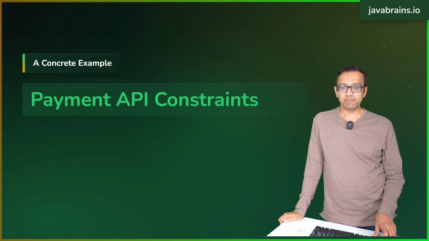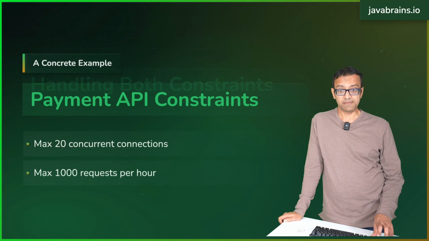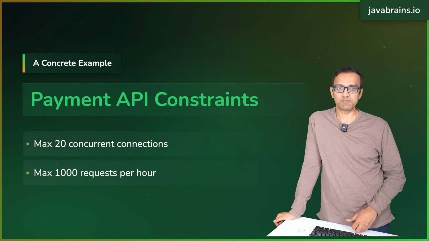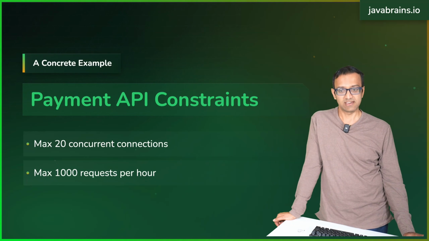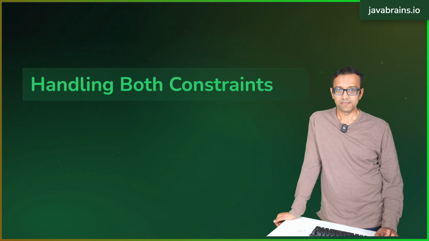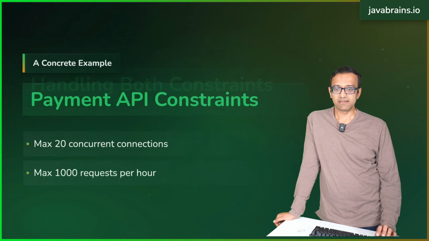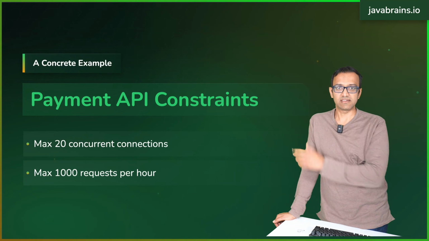Concrete example, payment API constraints. You have two constraints. Let's say you have maximum 20 concurrent requests and maximum 1000 requests per hour. The first one is a concurrency limit. The second one is a rate limit. For the first constraint, you only need to set a concurrency limit of 20. The max concurrent connections, you set concurrency limit of 20.